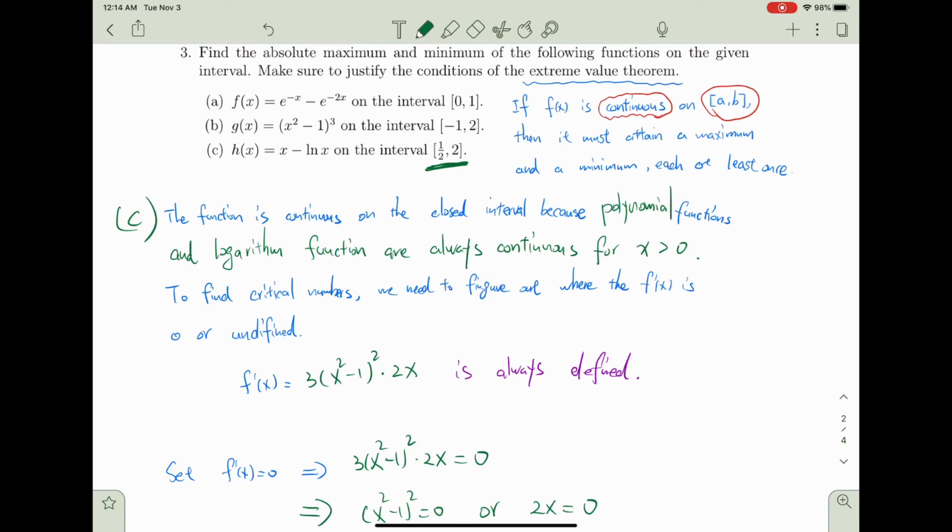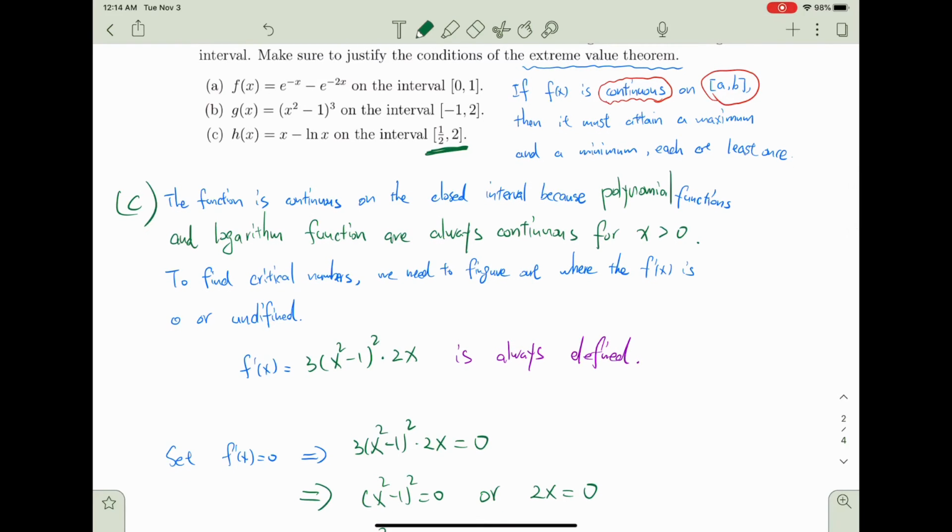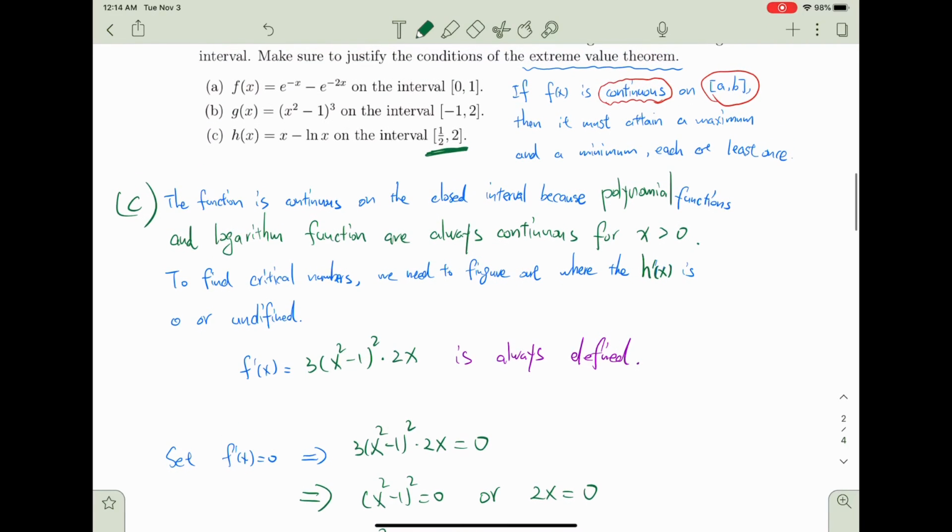Now we have checked the extreme value theorem. Now the next step is to find all the critical numbers, right? To find them, we need to figure out that there are two types. One type is when the derivative is equal to 0, right? It is f prime of x. I should change that to h prime of x in this case. We want to know when this derivative is equal to 0 or undefined. Okay, so let's kind of work out this.